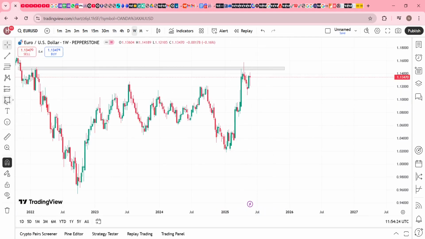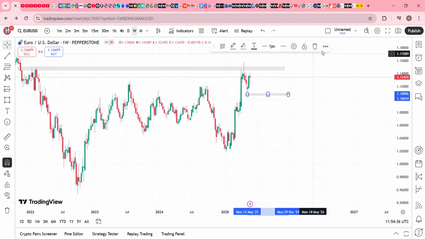I see a demand zone at this level. I see a demand zone here. I equally see a demand zone at this level.